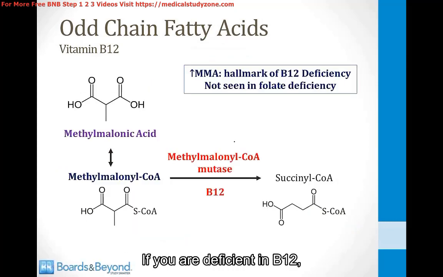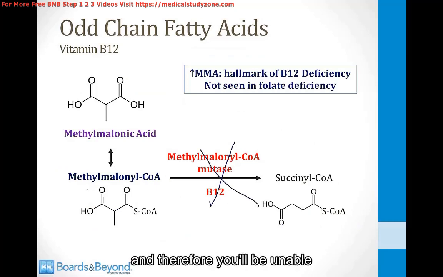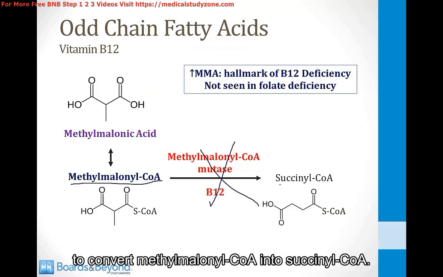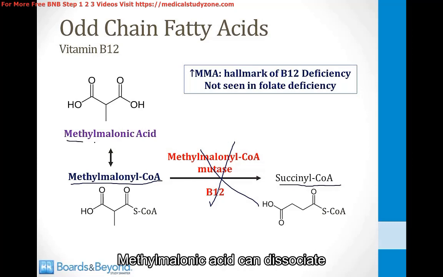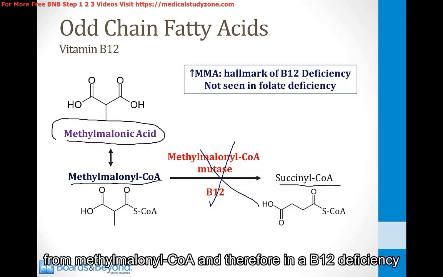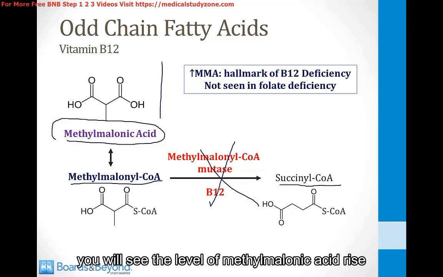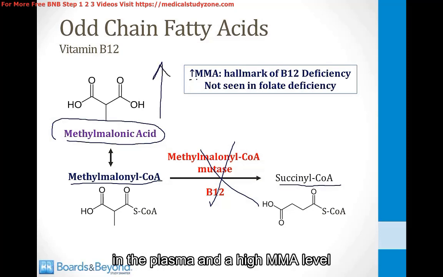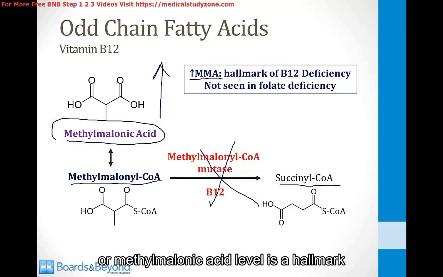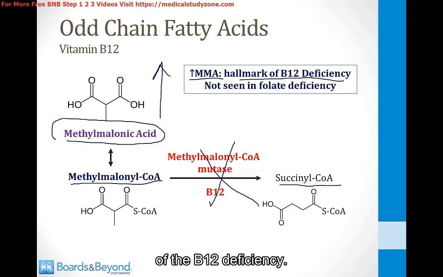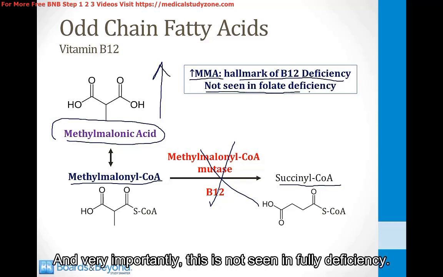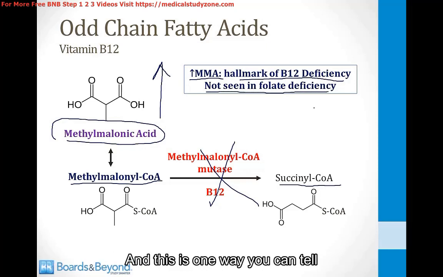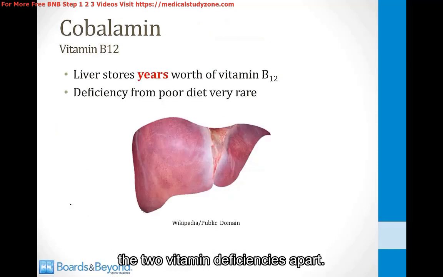If you are deficient in B12, this step will be ineffective, and therefore you'll be unable to convert methylmalonyl-CoA into succinyl-CoA. Methylmalonic acid can dissociate from methylmalonyl-CoA, and therefore in a B12 deficiency, you will see the level of methylmalonic acid rise in the plasma, and a high MMA level or methylmalonic acid level is a hallmark of the B12 deficiency, and very importantly, this is not seen in folate deficiency, and this is one way you can tell the two vitamin deficiencies apart.